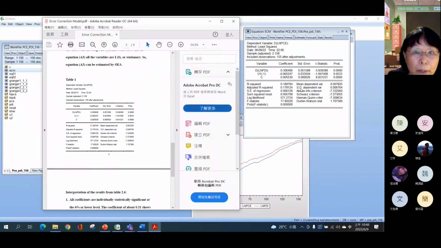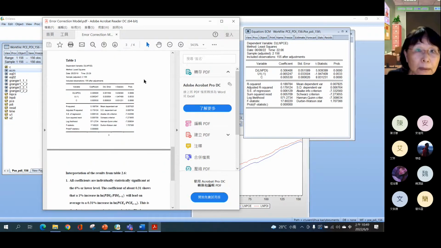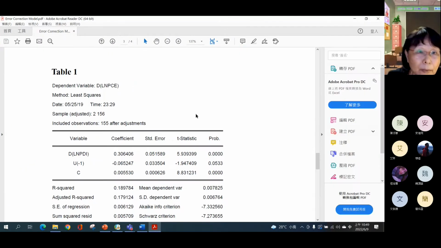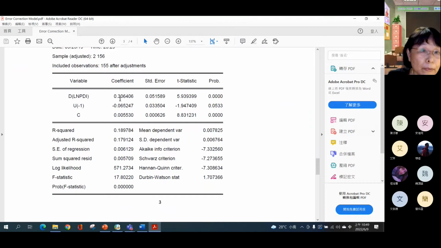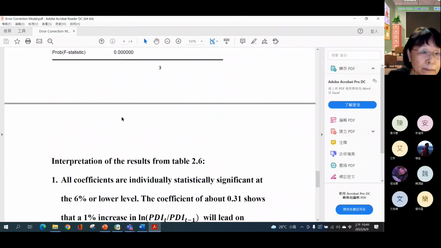Okay, so in other words, from the output, we have the short run coefficient. And this is the short run changes. Okay, so let me explain the meaning of these two coefficients. So let's see. I have this 0.31 almost, and this is the negative 0.065. Okay, so let's explain the meaning of these coefficients.